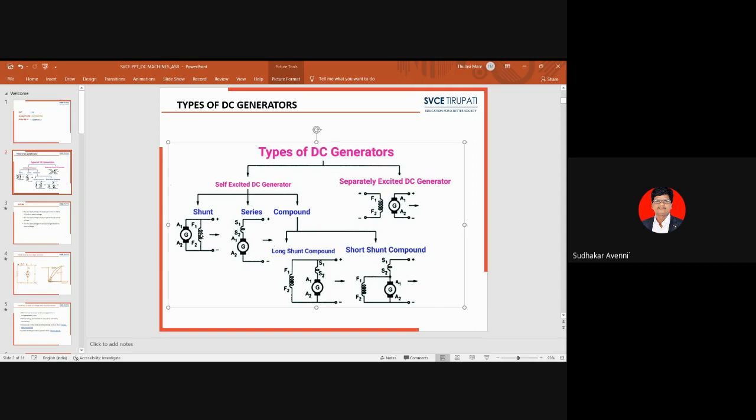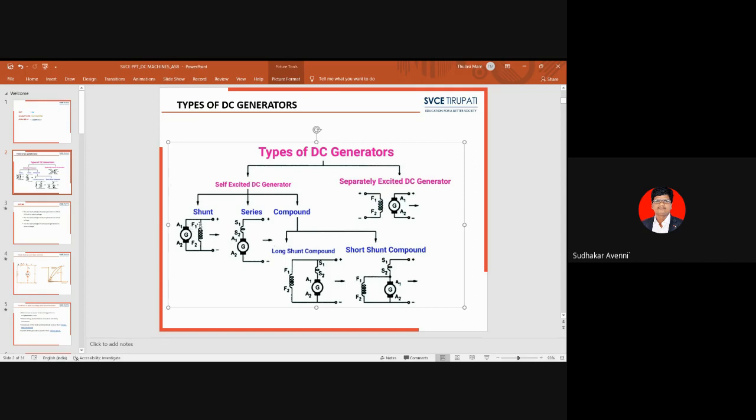Generally, because of residual flux, a small voltage is produced across the armature terminals, that is A1 and A2. Because of the shunt field path we are providing, this small voltage drives current through the shunt field winding.